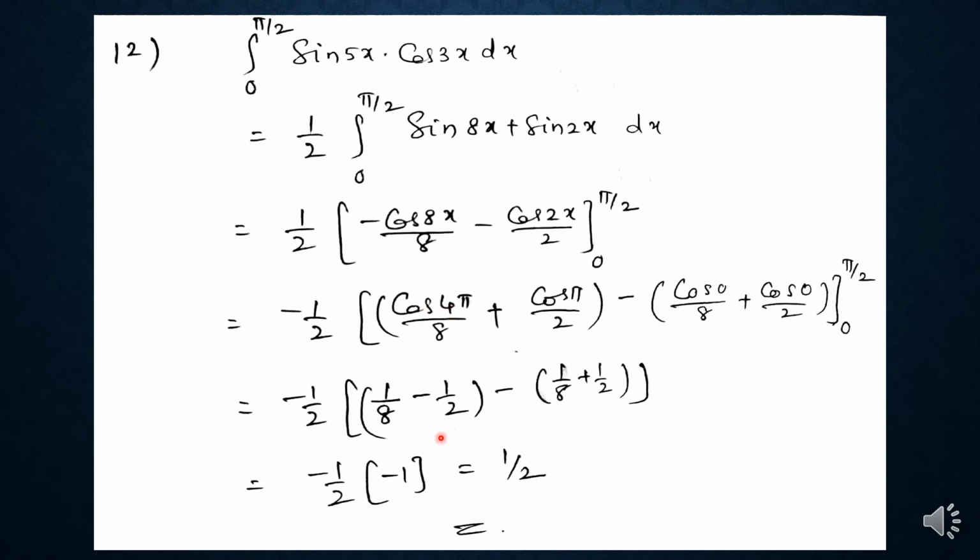1 by 8 minus 1 by 2 minus 1 by 8 minus 1 by 2. So that is 1 by 8 plus 1 by 8 minus 1 by 8 cancel here. Minus 1 by 2 minus 1 by 2 means that is minus 1. Minus 1 by 2 into minus 1, that is equal to 1 by 2. 1 by 2 is the solution.